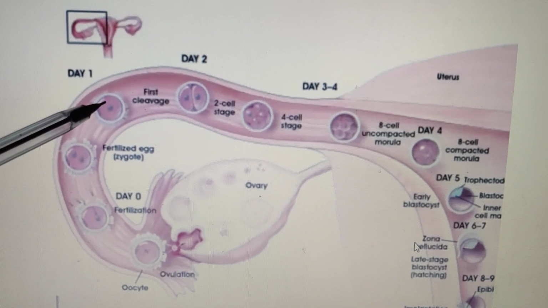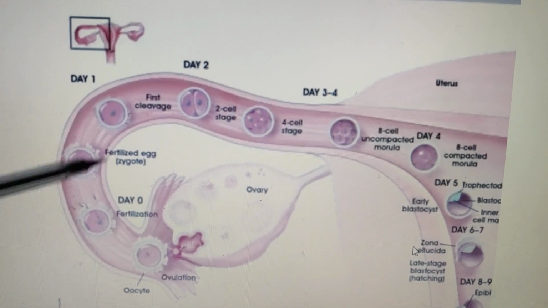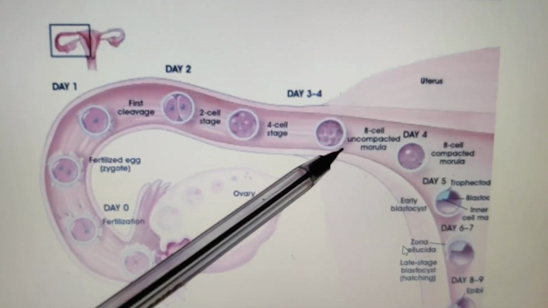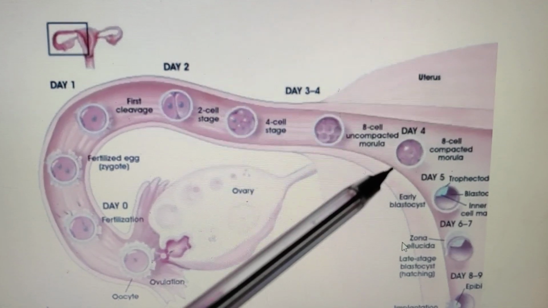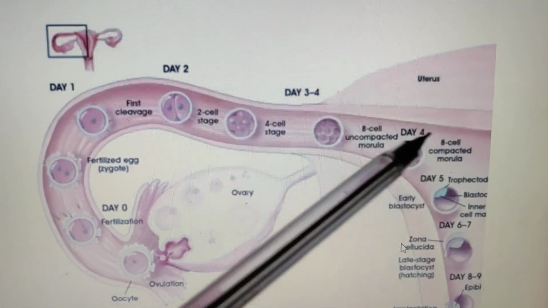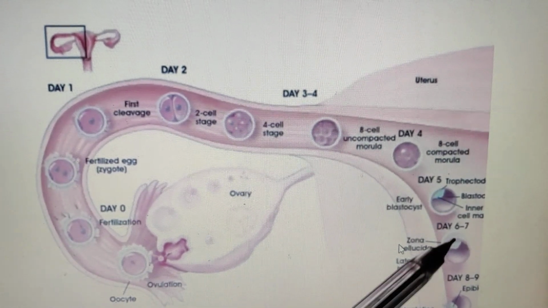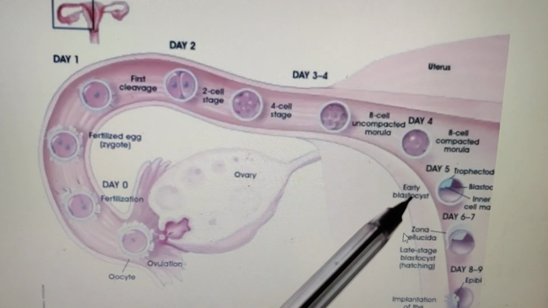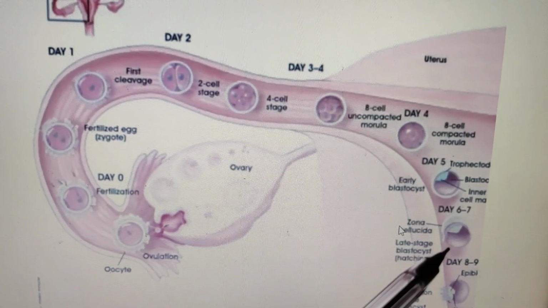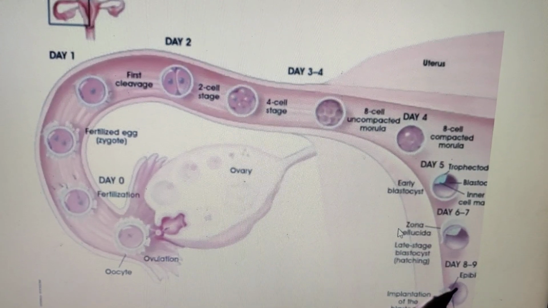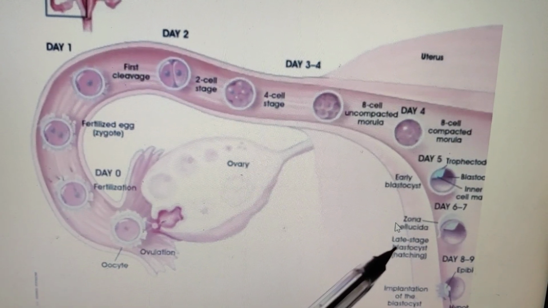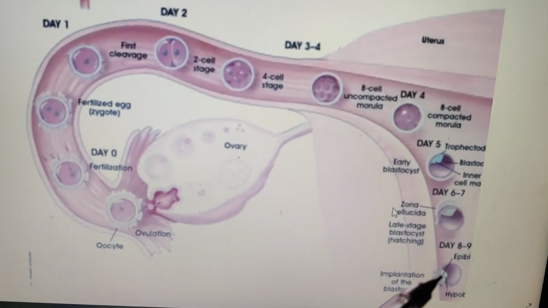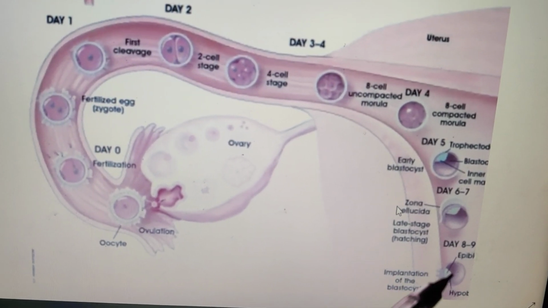So this is the fertilization site. After that, 2-cell stage, 4-cell stage, morula formation, day 4, 8-cell morula, day 5, early blastocyst, early blastula, day 6 to 7, early blastula, then late blastula. After that, formation of placenta starts.